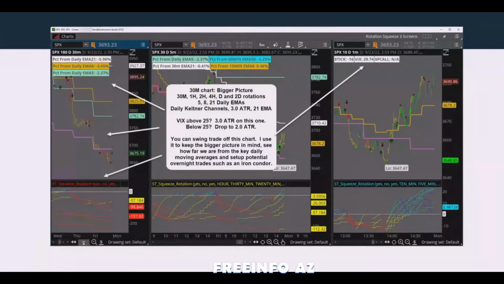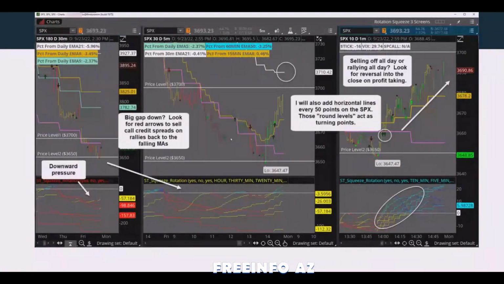Okay, so that's the 30-minute chart. On the 5-minute chart, which is my main chart that I use, this is where I'm spending most of my time. I've got the key moving averages. I can dial in on them. They're pretty close. I get the bigger picture over here. Obviously, on Friday we're in a downtrend.